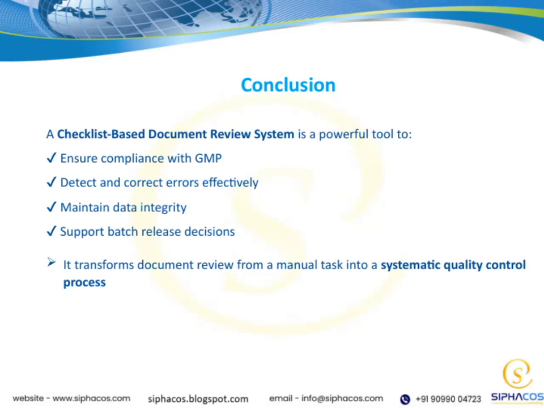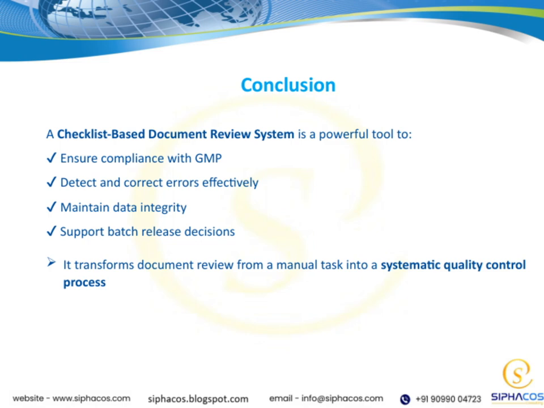So, to wrap things up, let's talk about the conclusion. A checklist-based document review system really proves to be a powerful tool in our quality control arsenal. It helps us ensure compliance with GMP standards, which is absolutely critical in our industry. It also makes it easier to detect and correct errors effectively, saving us time and reducing risks. Plus, it plays a vital role in maintaining data integrity, ensuring that our records are accurate and trustworthy. And finally, it supports our batch release decisions, giving us confidence that each batch meets the required quality standards.